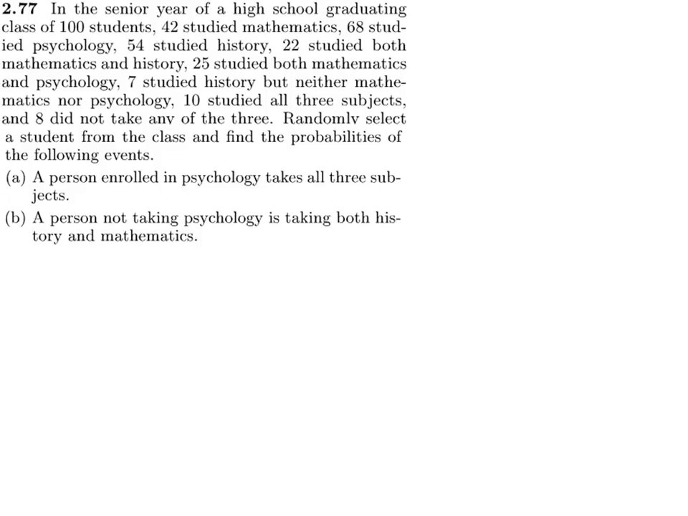So the first question is, a person enrolled in psychology takes all 3 subjects. So again, what I'm going to do with the problem is to list the information that I have. This is for math. So that probability is 42 over 100. Then we have psychology. And that probability is 68 over 100.